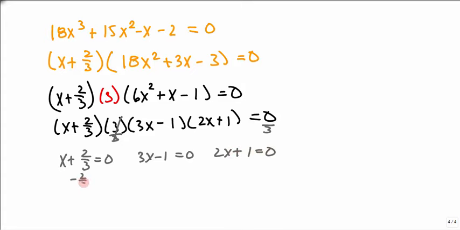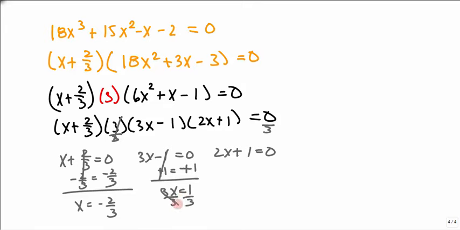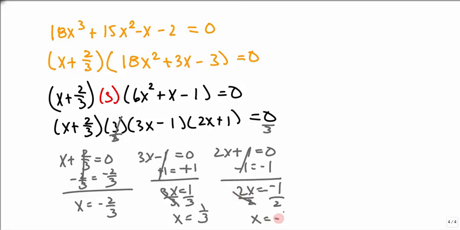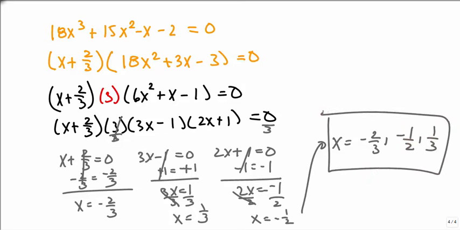And as I solve each of these, here I'd subtract 2/3 from both sides, have x equal negative 2/3. Add 1, get 3x equal 1. Here I get that x equals 1/3, that I have for my graph. Here I subtract 1, divide by 2, I get x equal negative 1/2. So these match. I get x equal, we'll go in order from smallest to largest, negative 2/3, negative 1/2, and 1/3, which is exactly the list I had for my graph.